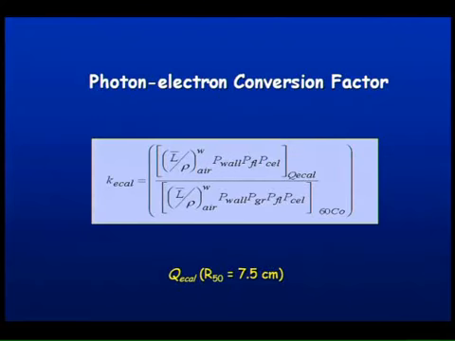The photon electron conversion factor K cal is given by a ratio of these. It's again the water to air stopping power ratio and perturbation factors, evaluated at the arbitrary beam quality QE cal with an R50 of 7.5 centimeter, and at cobalt 60. These are two different modalities: this is an electron beam, this is a photon beam.